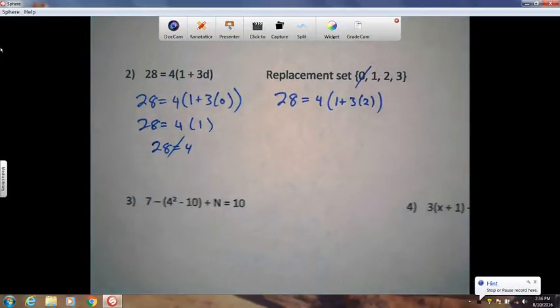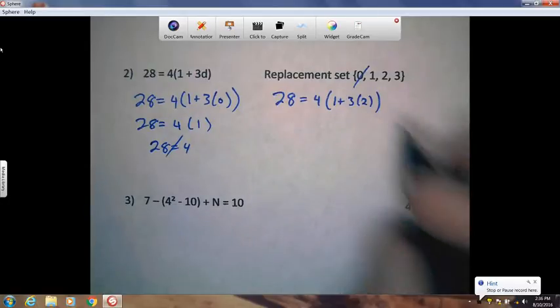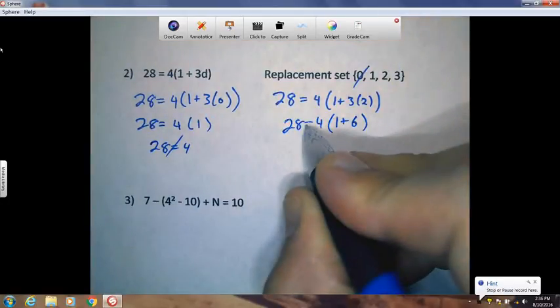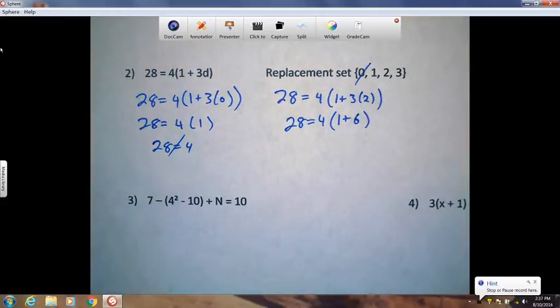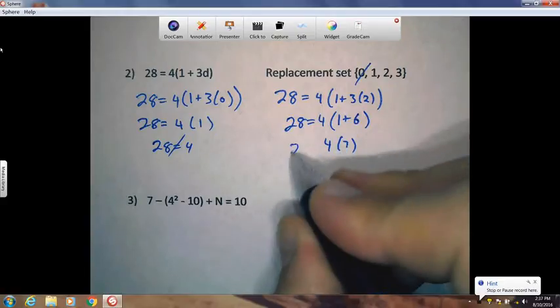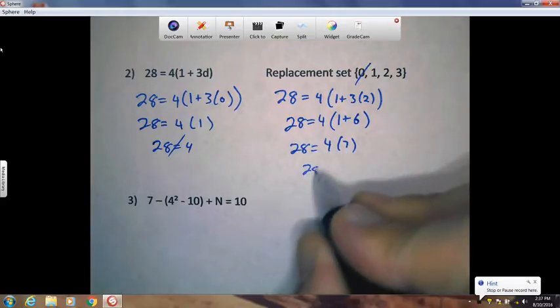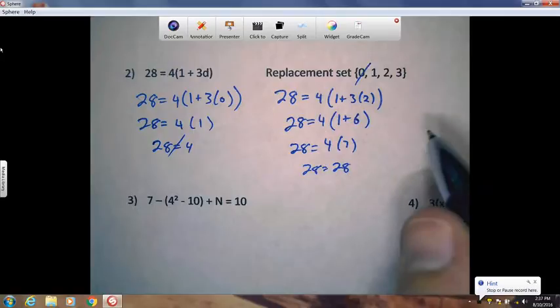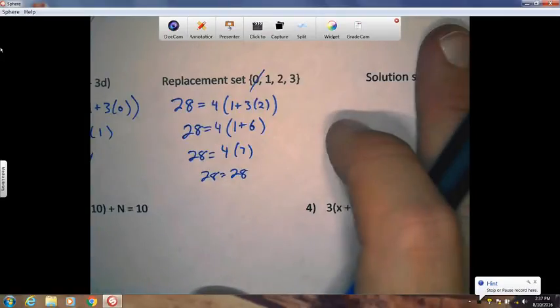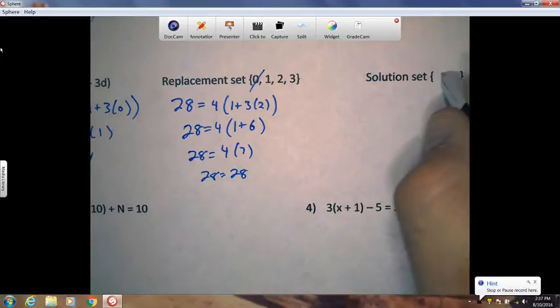If I try 2, three times 2 is 6. 1 plus 6 is 7. 4 times 7 is 28. So yes, 2 is a solution. So I would take 2 and put it into my solution set.